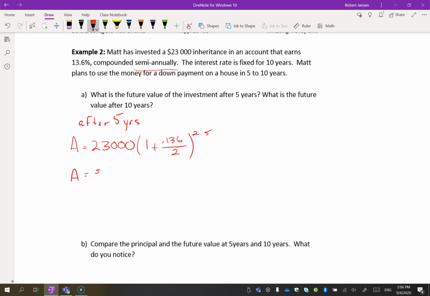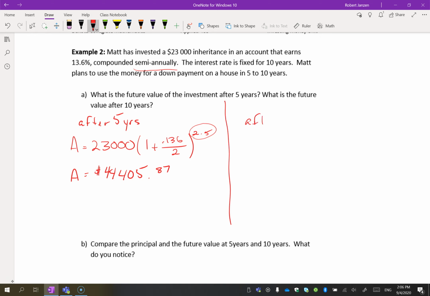All right, this turns out to be $44,405.87. Couple of tips for you. I would just put it in as 10. I wouldn't even worry about putting 2 times 5. I think if you can do something mentally, you should do that.